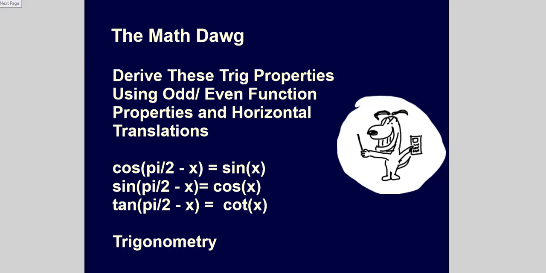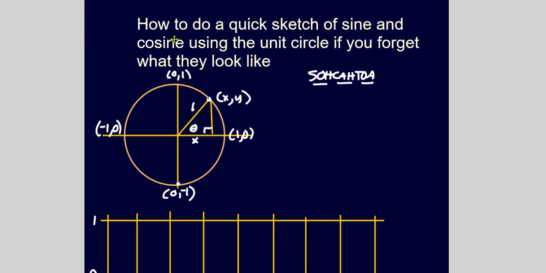So let's get started. I've done this in a previous video, but I'm going to do it again: how to do a quick sketch of sine and cosine using the unit circle if you forgot what they look like. And of course we have our famous saying in trigonometry, SOHCAHTOA, where sine is opposite over hypotenuse, cosine is adjacent over hypotenuse, tangent is opposite over adjacent.